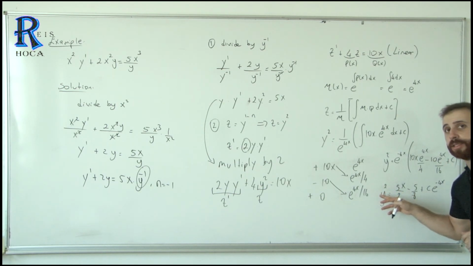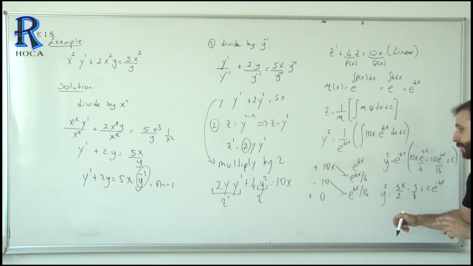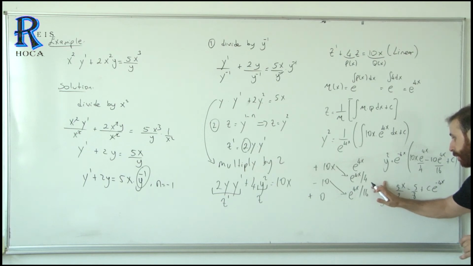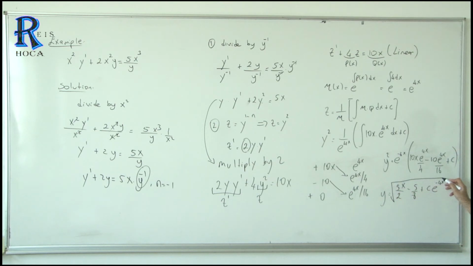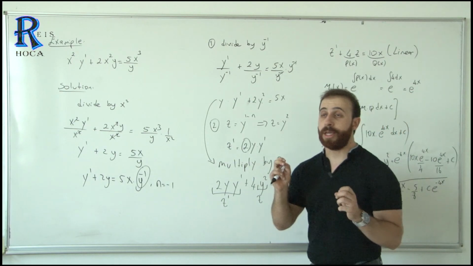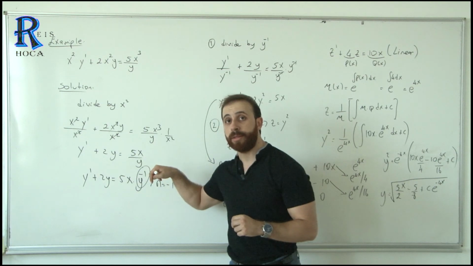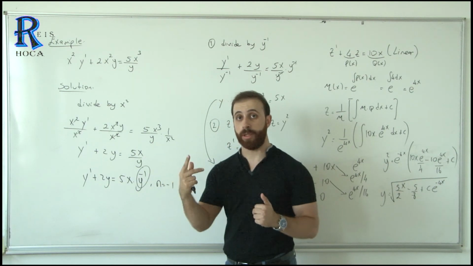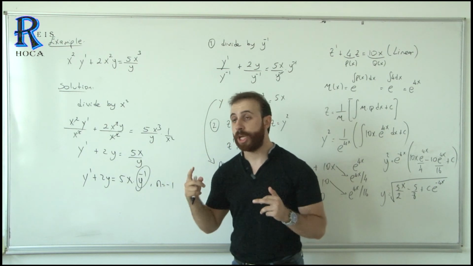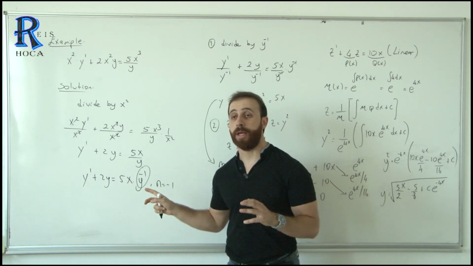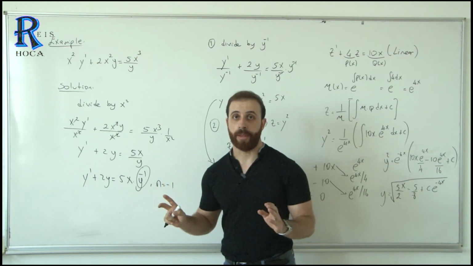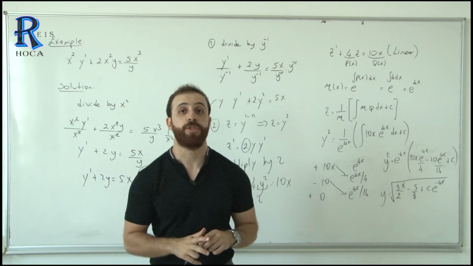If you want to write just y instead of y squared, take the square root: y equals the square root of the right side, and this is our last result. The important thing here is that if the term of y is in the denominator, you have to send it to the numerator to check the real power for us to find n. This is the important thing for us.